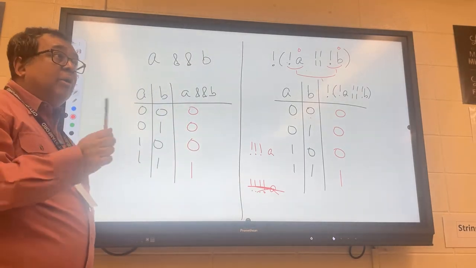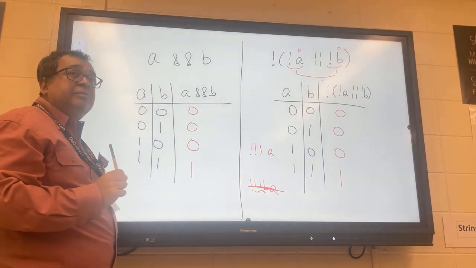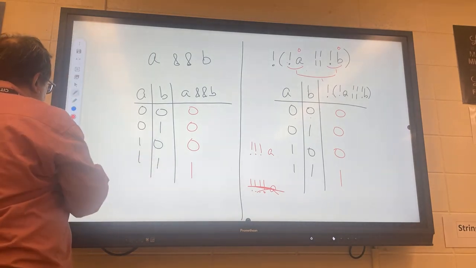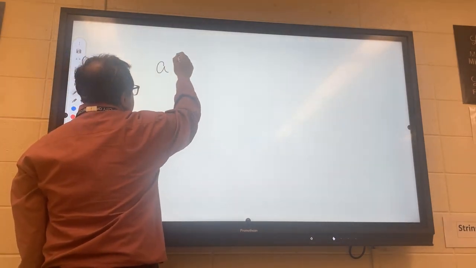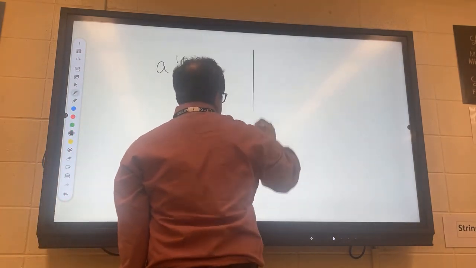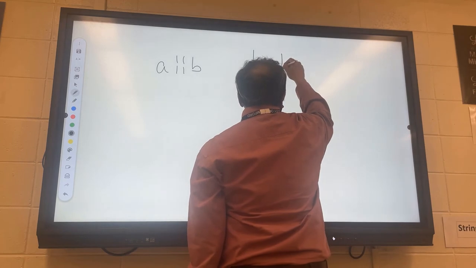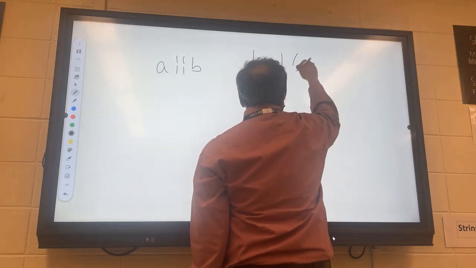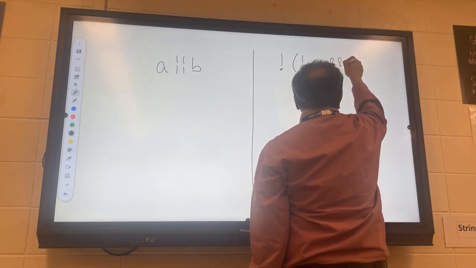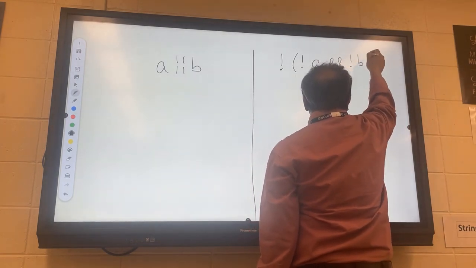Okay, we're going to do one more before lunch, and then we'll declare victory on this truth table thing. Okay, here we go. So we're going to do this one now. The first one is going to be A or B, right? And the other one is going to be not A and not B.